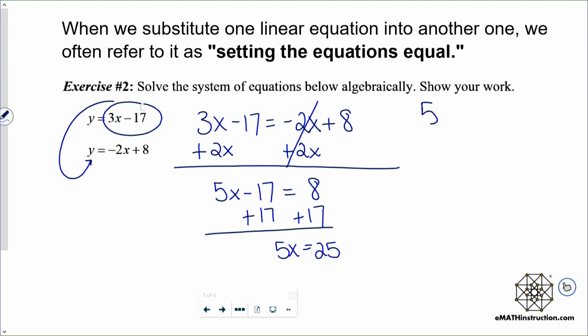Maybe I'll bring it up here just so that you can see it better. 5x is equal to 25. I'll divide both sides by 5. That cancels, and my x is equal to 5. That's the x-coordinate of intersection.